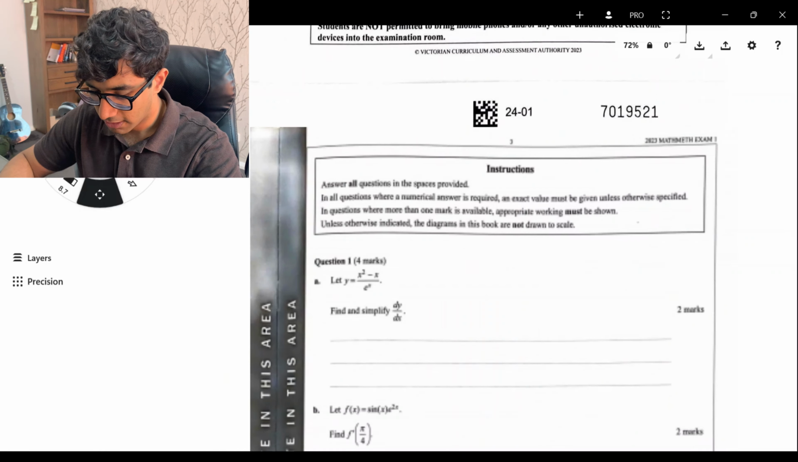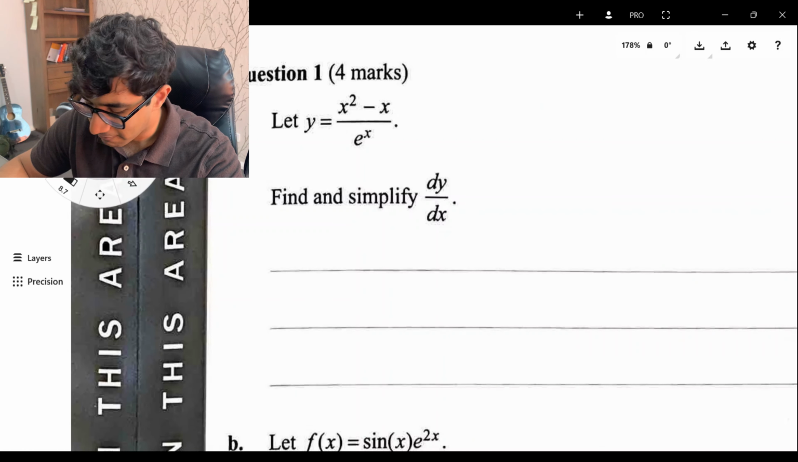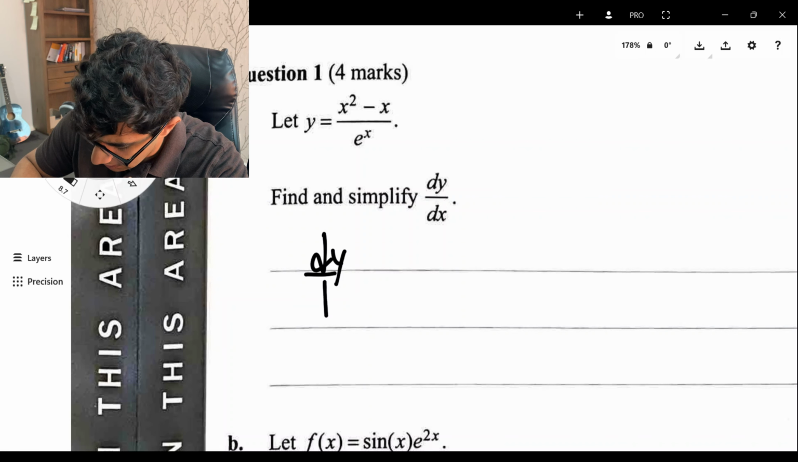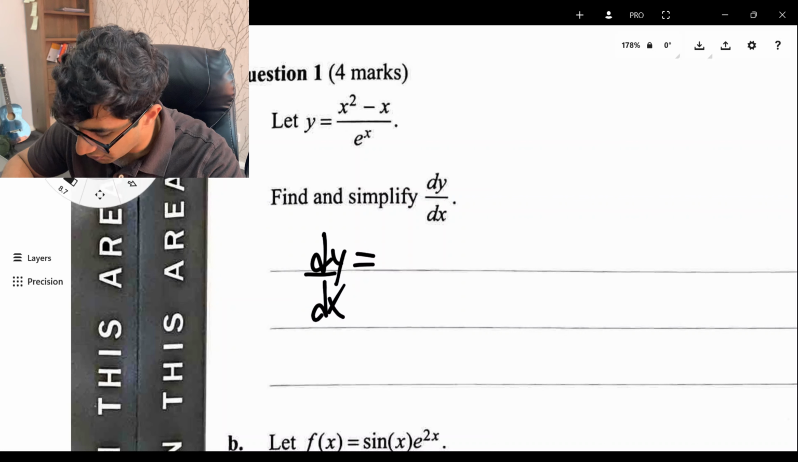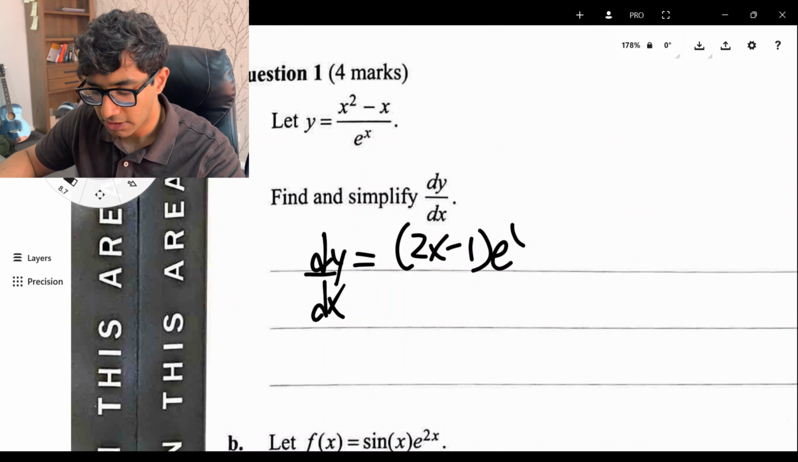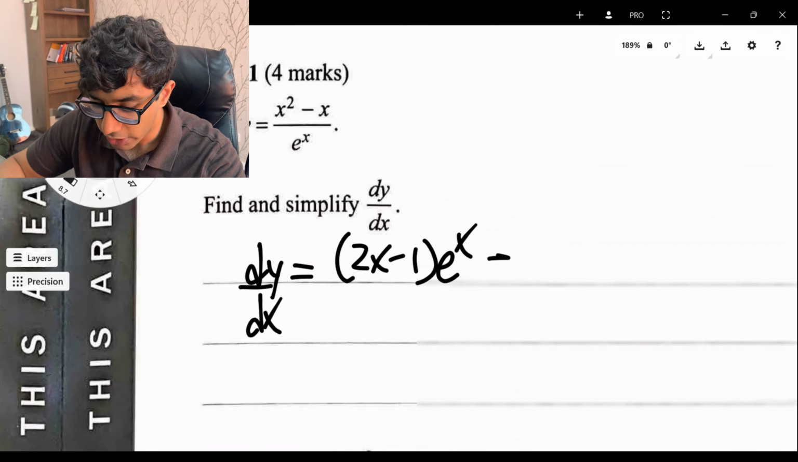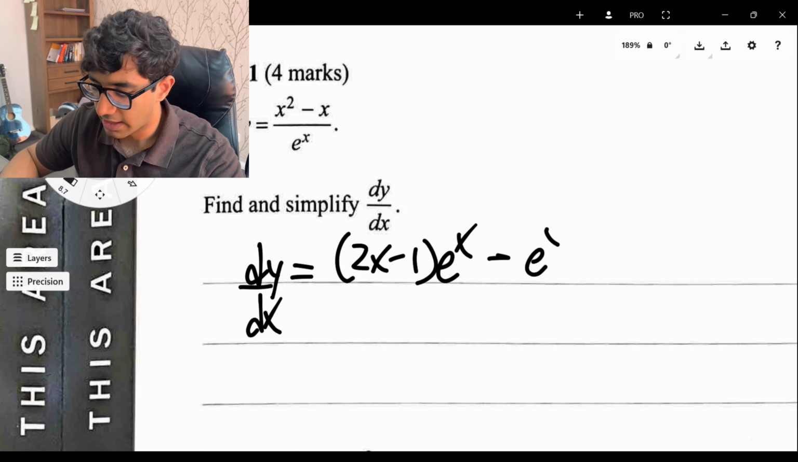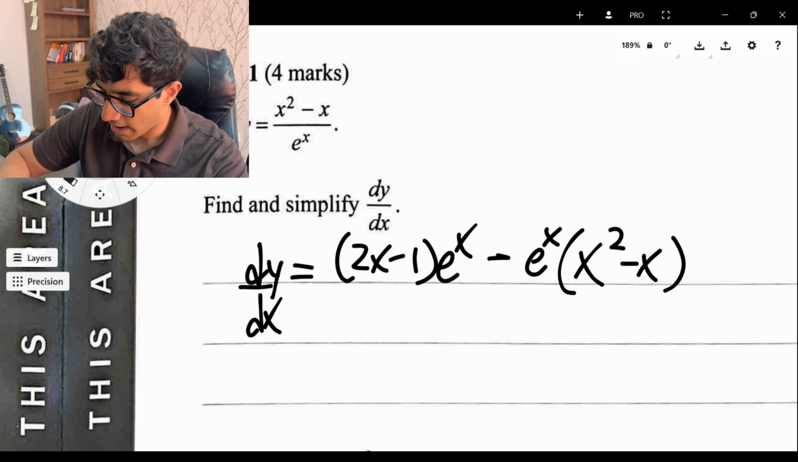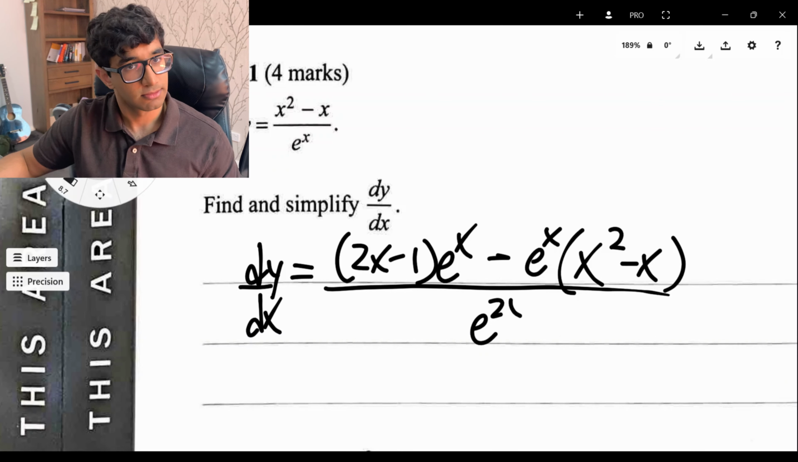And get started. First question: let y equal to that expression, find and simplify dy/dx. For dy/dx, we just need to use the quotient rule. So take the derivative of the top, 2x minus 1, multiply it by the denominator, subtracting the derivative of the bottom, which is e to the power of x, multiplied by the top, which is x squared minus x, and divide it by the denominator squared, which would be e to the power of 2x.